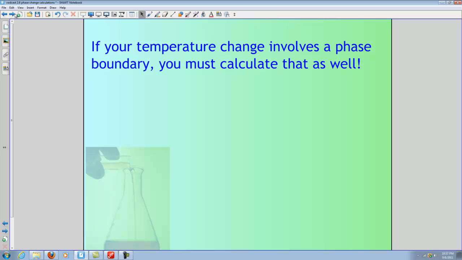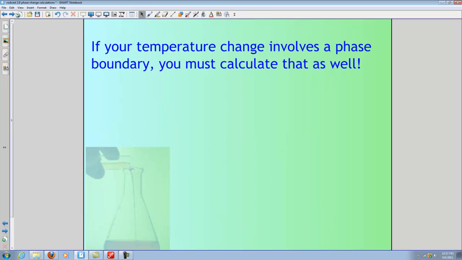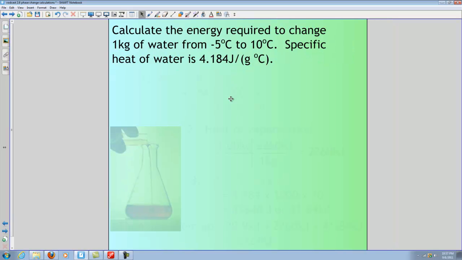Here's the deal. If your temperature change involves a phase boundary, then you have to do a couple of calculations. You have to calculate the temperature change part using the calorimetry formula back here, the delta E formula. And then you also have to do the phase boundary part, which is the heat of vaporization or the heat of fusion, the straight up conversion factor problem. So we're going to do one of those real quick. Calculate the energy required to change 1 kilogram of water from negative 5 degrees Celsius to 10 degrees Celsius.